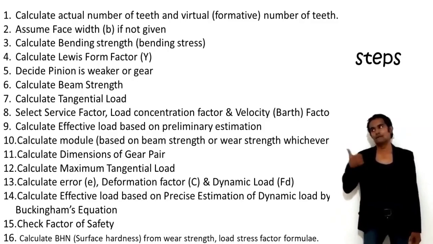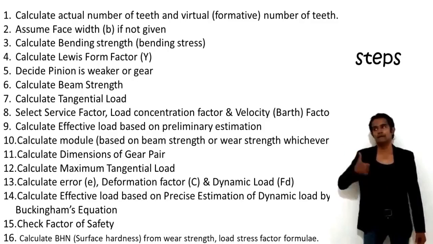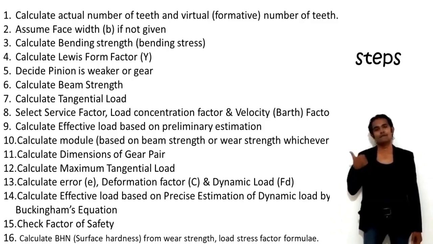You can see that here the seventh step is to calculate the tangential load. Next I have to calculate the service factor, load stress factor, Barth factor. Then the 9th step was to calculate the effective load based on preliminary estimation. The 10th step was to calculate the module. The 11th step was to calculate all the dimensions of the gear pair, like normal module, DP, DG, everything, which I had to calculate in step number 11.